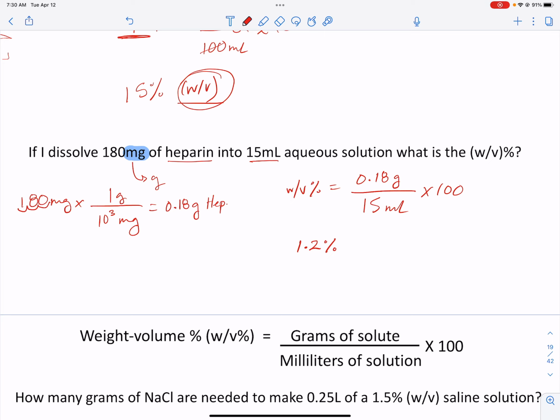Okay, what was I going to say? Oh, last thing. What if instead of telling you 15 milliliters, I told you that you had 1.2 liters of aqueous solution, okay? If I would have given you milligrams and liters, just like we converted the milligrams to grams, all you'd have to do is convert that to milliliters before you plug it into your solution. So again, even if I give you different units than what your equation calls for, convert it always to grams and milliliters. And those conversions should be pretty easy for you guys at this point.